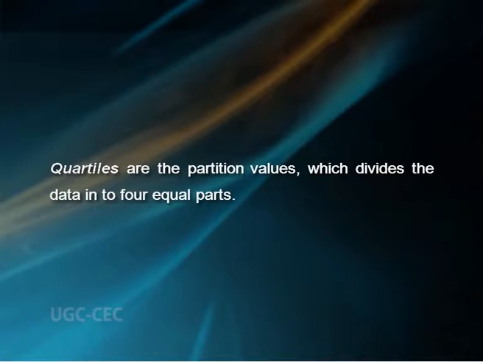Quartiles are the partition values which divide the data into four equal parts. There are three quartiles denoted by Q1, Q2 and Q3. For n observations, Q1 is the lower quartile, which is the observation coming in the n by 4th position when the observations are arranged in ascending order of magnitude, and Q3 is the upper quartile, which is the observation coming in the 3n by 4th position when the observations are arranged in ascending order of magnitude, and Q2 is the observation which comes in the middle. Hence, the second quartile Q2 is nothing but the median of the observations.